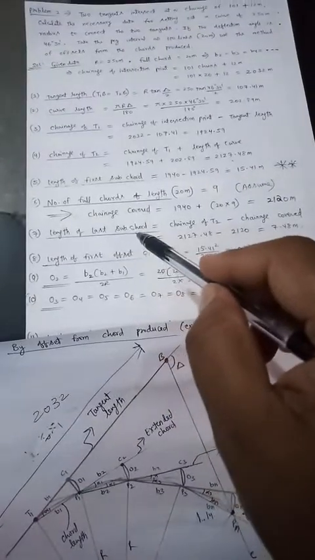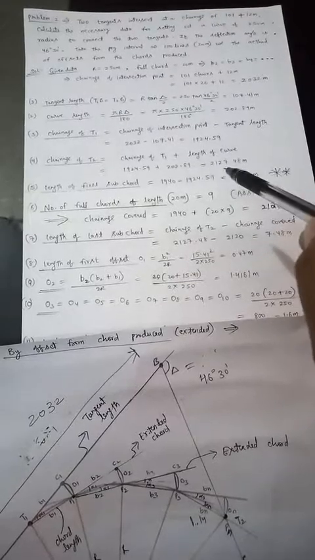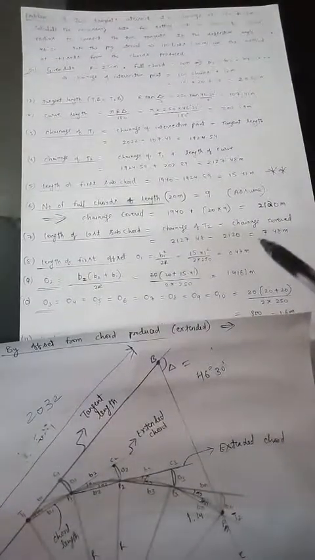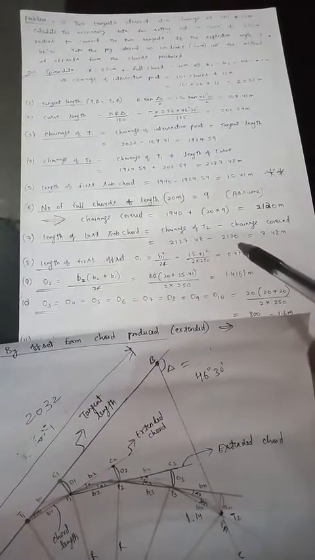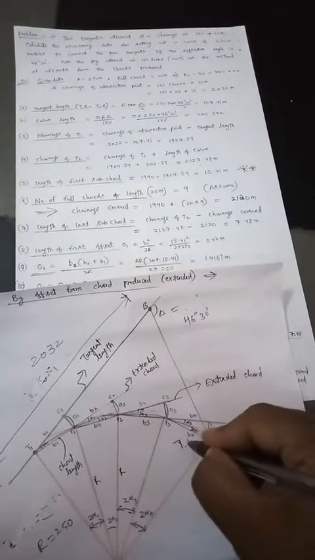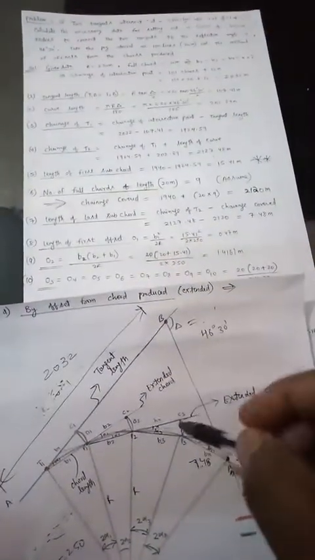Next, the length of the last subchord is equal to the chain edge of T2 minus the chain edge covered. The chain edge of T2 is 2127.48, and we remove the chain edge covered. So finally we will get the Bn value, 7.48 meters. That is B1.